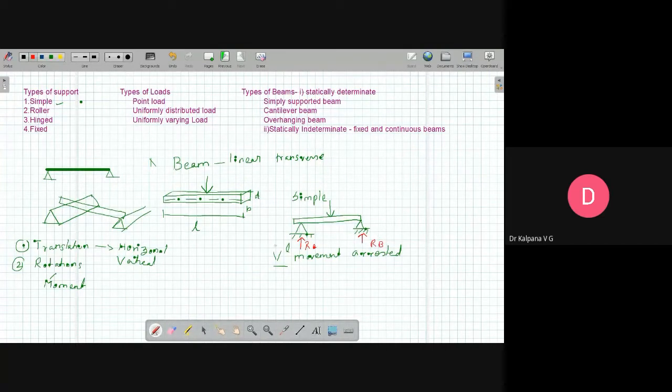In case of simple support, only the vertical movement is arrested. Whereas in case of roller, both simple and roller are more or less similar. The only thing is, in simple support, once you give some loading in a horizontal way, it just moves; it allows the horizontal movement.